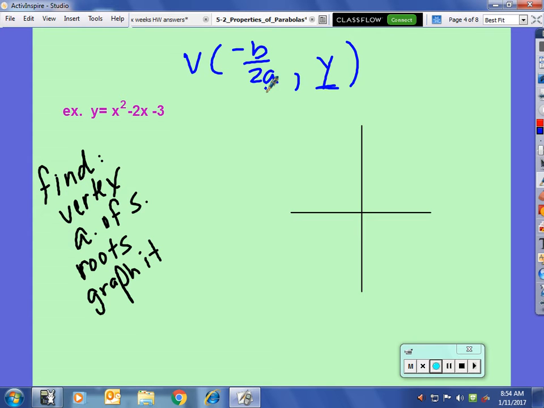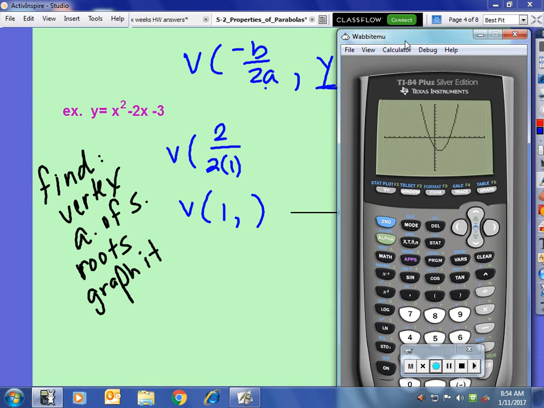So let's do vertex. What's the opposite of b in this problem? Positive 2 over 2 times a, and a for this problem is a 1. What's 2 divided by 2? 1. So now I know part of my vertex. This is the brain part. I figured it out by doing the opposite of b over 2a. That's the x value of my vertex.